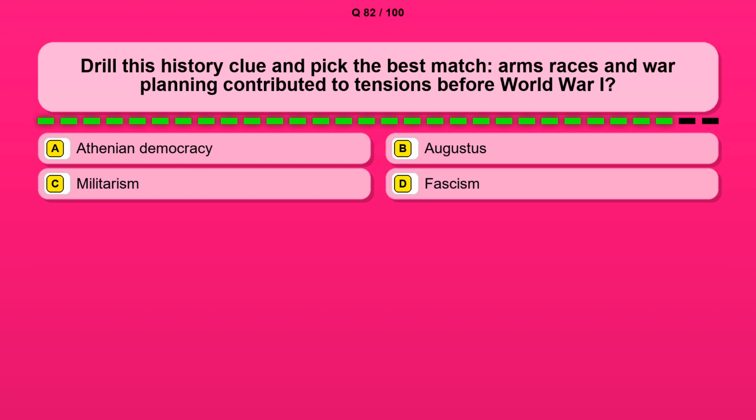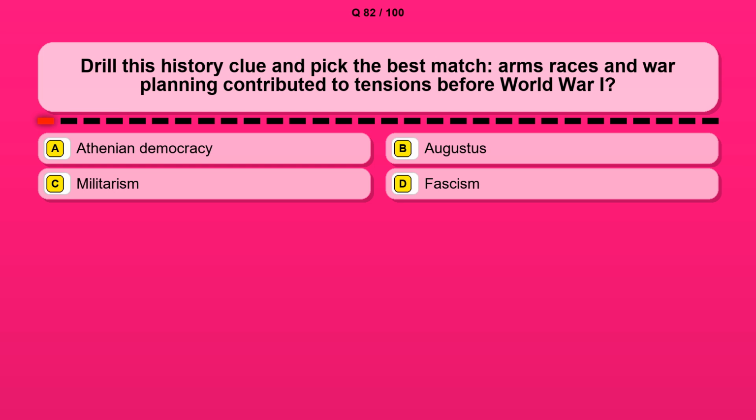Question 82. Drill this history clue and pick the best match. Arms races and war planning contributed to tensions before World War I. Option A, Athenian democracy. Option B, Augustus. Option C, militarism. Option D, fascism.